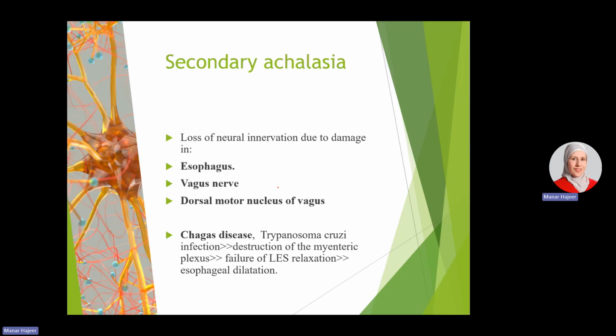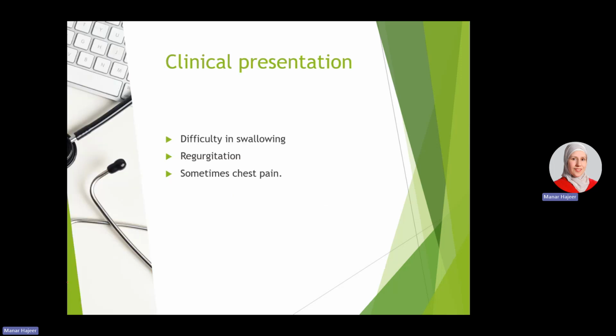Secondary achalasia, which is less common, is associated with loss of neural innervation to the esophagus due to damage in the esophagus itself, in the vagus nerve that innervates the esophagus, or in the dorsal motor nucleus of the vagus. One of the causes of secondary achalasia is Chagas disease, which is caused by an infection by Trypanosoma cruzi, which leads to the destruction of the myenteric plexus and failure of lower esophageal sphincter relaxation, leading to esophageal dilatation. The clinical presentation usually starts with difficulty in swallowing and regurgitation of food, with sometimes accompanying chest pain due to the aspiration.